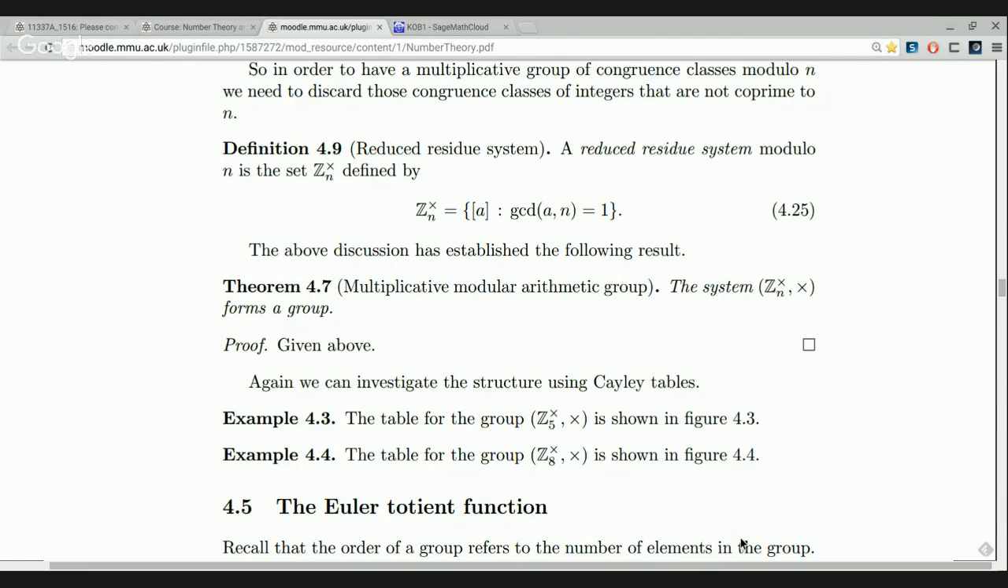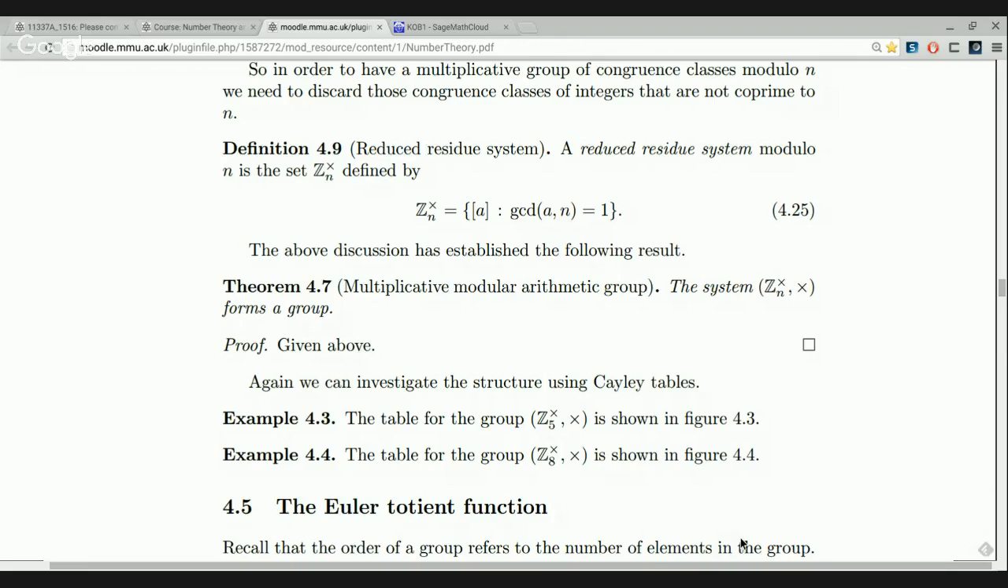So you only include the congruence classes of integers which are coprime to n, coprime to the modulus, i.e. the greatest common divisor of a and n is equal to 1. Then we include that congruence class. That will have a multiplicative inverse, an inverse with respect to the operation of multiplication of congruence classes, and this thing will form a group. Okay.